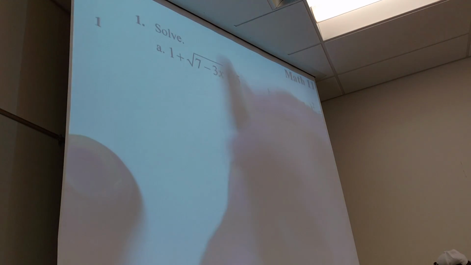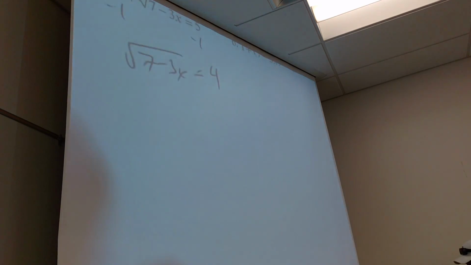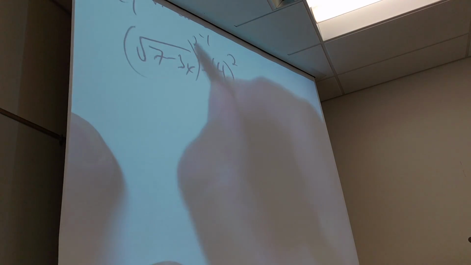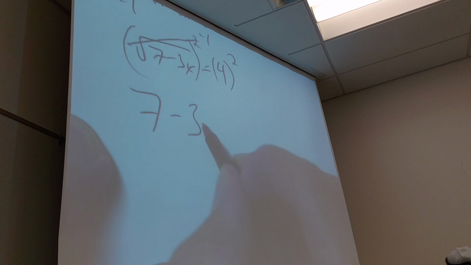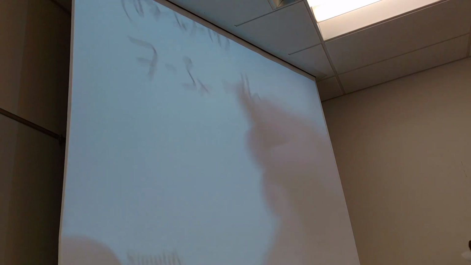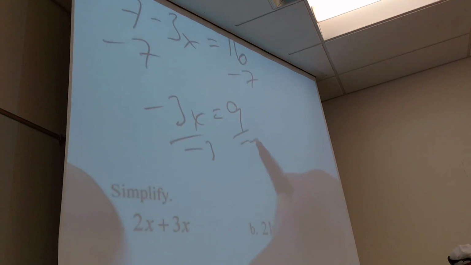So, part A, we already talked a lot about this, but what do I do first? Subtract 1. Yeah, got to get the radical by itself. For both sides, 7 minus 3x. There's no square root still there, right? It's dead. Subtract 7, x equals 9, and divide by negative 3.